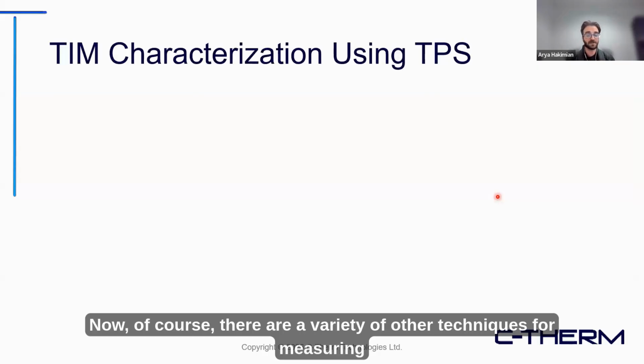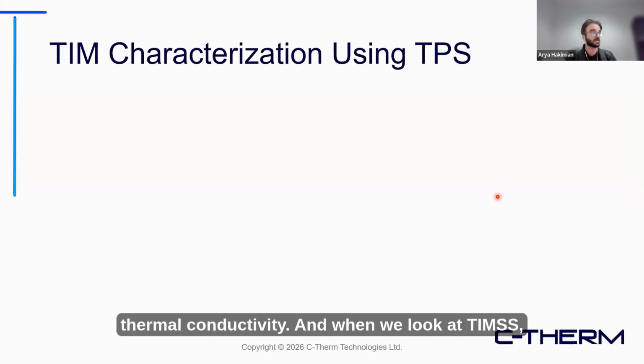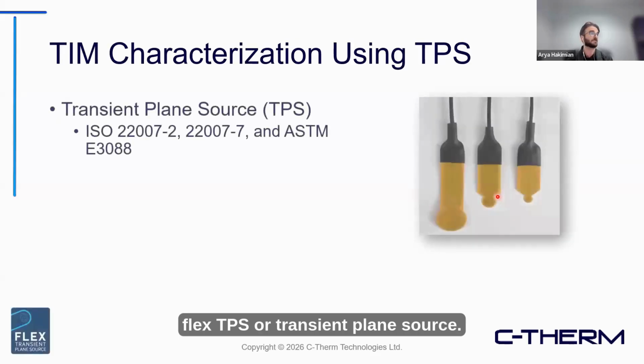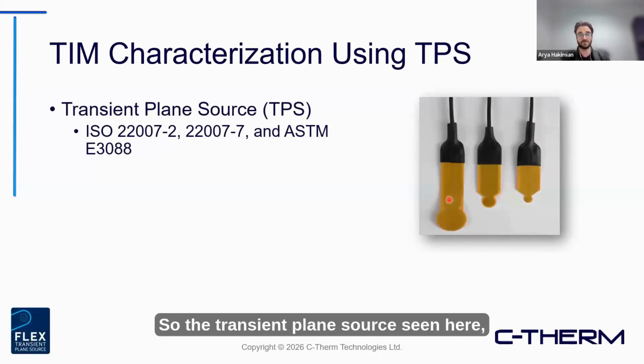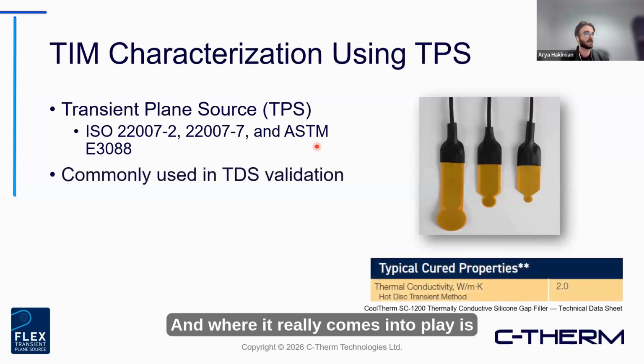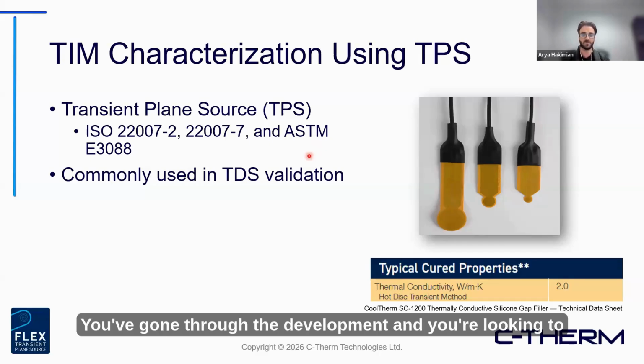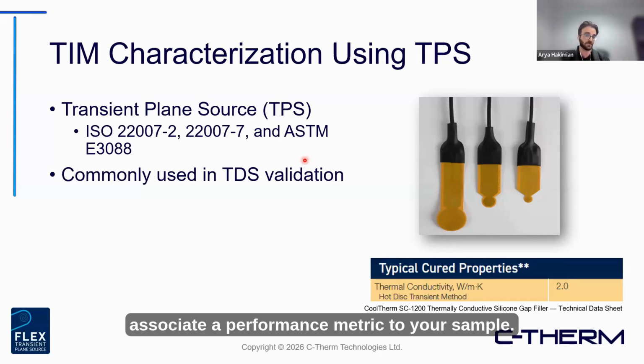Now, of course, there are a variety of other techniques for measuring thermal conductivity, and when we look at TIMs, I wanted to also reference the more traditional Flex TPS, or transient plane source. So the transient plane source seen here, again, this is a different design, still one that is available in the Trident system. And where it really comes into play is more if you're looking for, I'll say, technical data sheet validation. You've gone through the development and you're looking to associate a performance metric to your sample.